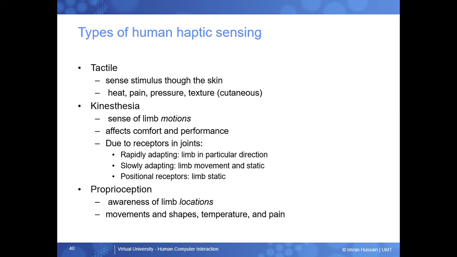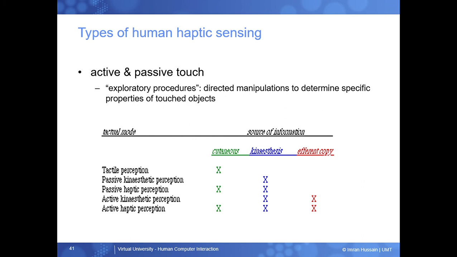Ayan. Okay, so there are types of human haptic sensing. So you have tactile, which senses stimulus through the skin, it may be heat, pain, pressure, and texture. Okay. So, kinesthesia, it may be sense of emotions, affects comfort and performance. So, rapidly adapting, slowly adapting, and positional reception. So, proprioception is the awareness of limb locations, movements, shapes, temperature, and pain. So, we also have active and passive touches. So, exploratory procedure. So, directed manipulation determines the specific properties of the touched object.